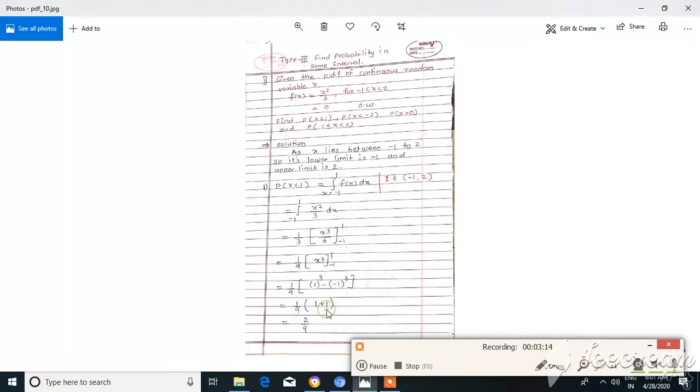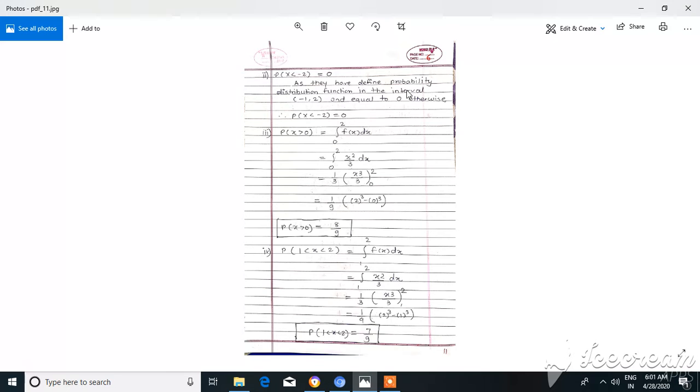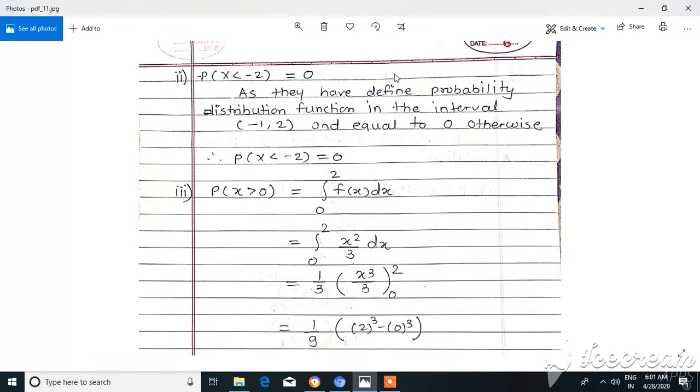Okay, now come to the next one. Here I want probability of x less than -2. So they have defined the probability distribution function again in the interval -1 to 2. So what are our limits? Limits are from -1 to 2, and they asked us for what? Less than -2. So for this interval the probability is 0, right?